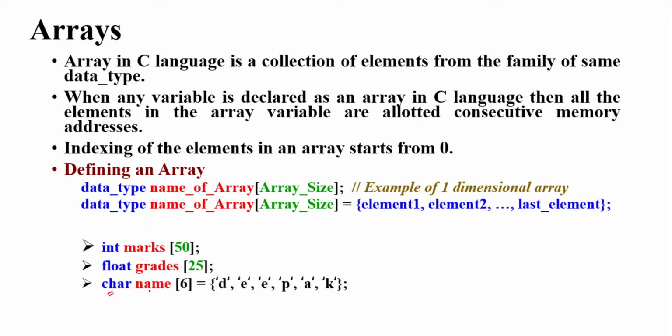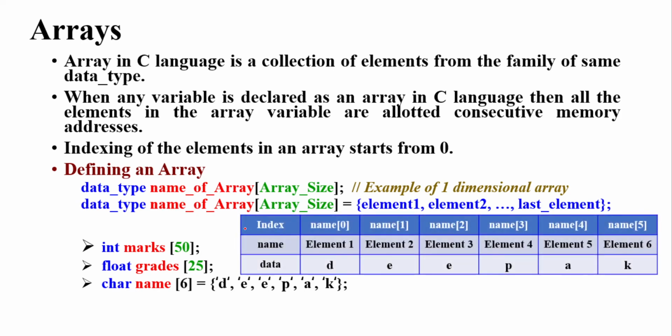Third example, we can even keep characters in the array. For example, char is the data type, name is the name of that array. There are 6 elements in this array, and here I am saving DEEPAK in the name array. Let us try to understand how this array is arranged in the memory.